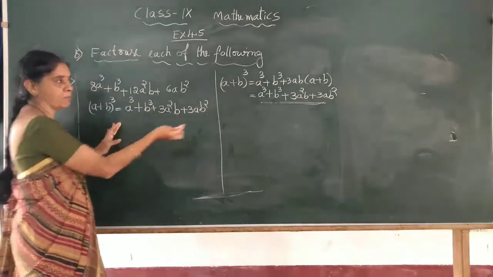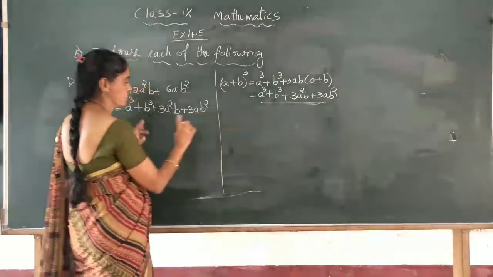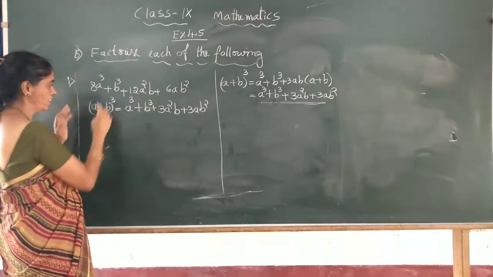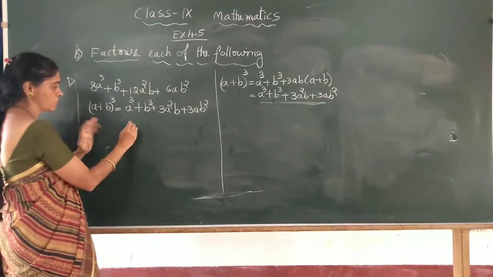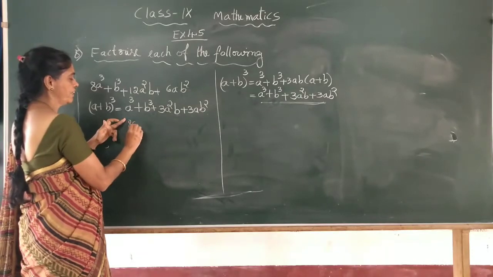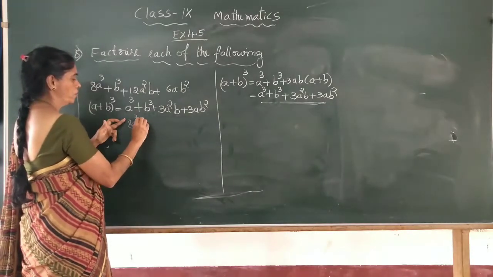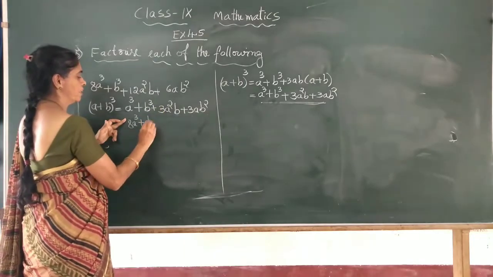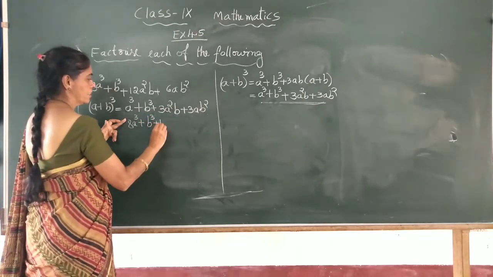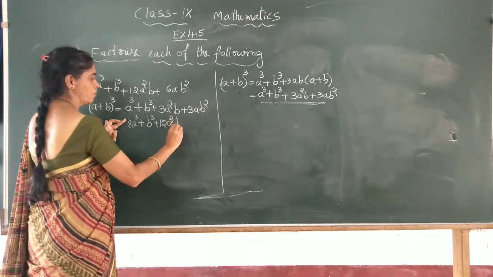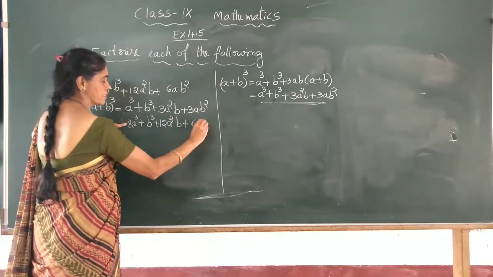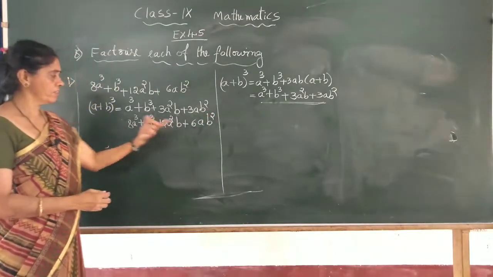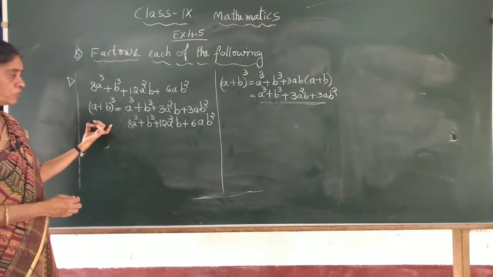There's still one more simplified step you will get. In this step you have to write the given problem, then find a and b. Now write your given problem. I don't know this one, so I will write it below here: 8a cube plus b cube only they are given, plus 12a square b plus 6ab square. So this is your problem. This I don't know, (a + b) cube.